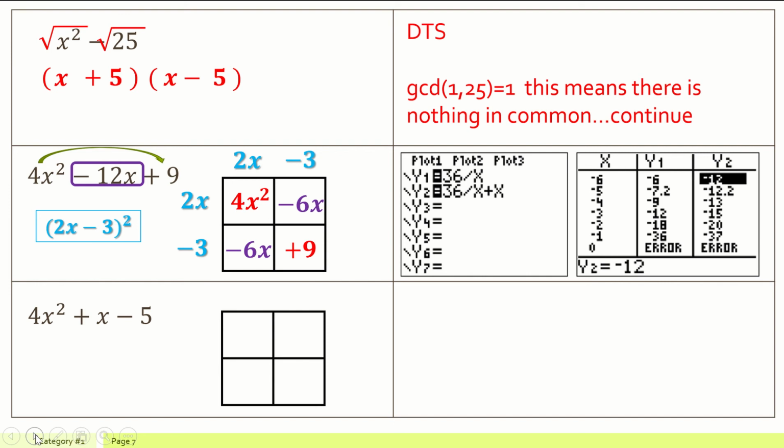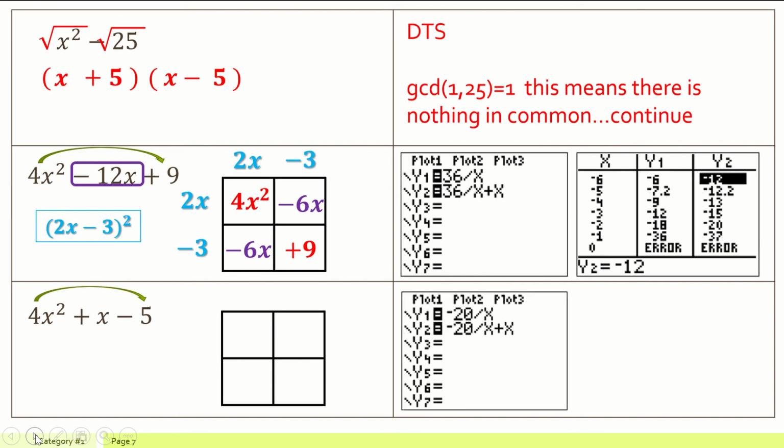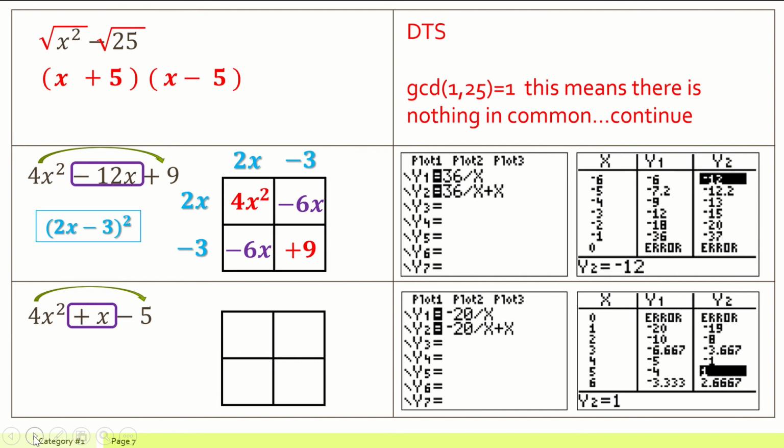Third example is also a trinomial. We start the same way, multiply the first times the last, so 4 times negative 5 is negative 20. And you see the calculator steps there, what we type into our y equals screen to help us out. And then we go to second graph, and in our table, remember we're looking for the last column to equal the middle term. Well, here the middle term is just positive x. We know that's an understood positive 1x. So we're looking for the last column to be 1, and we see the combination is positive 5 and negative 4. So now we're ready to come over here and write in our four boxes.